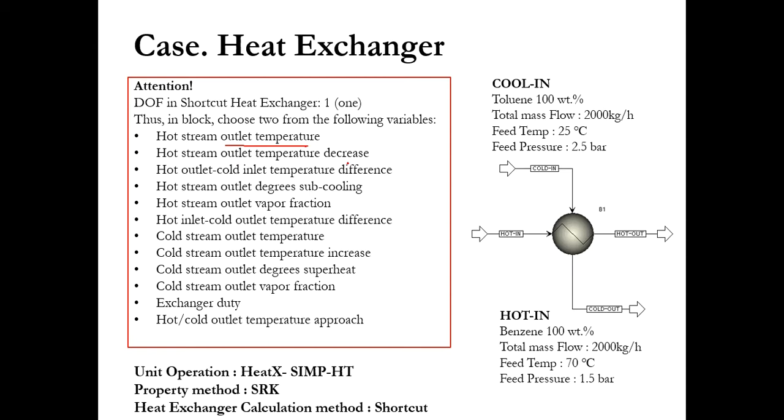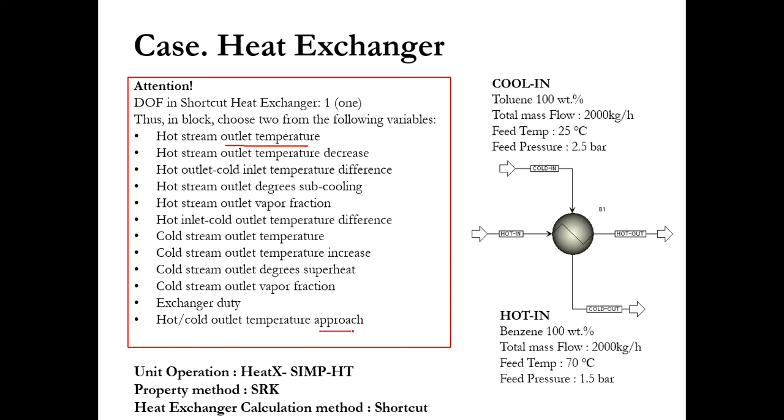Temperature decrease means, if it's entering at 100 degrees centigrade and exiting at 70 degrees centigrade, then the total decrease is 30 degrees centigrade. Similarly, you can specify the hot outlet minus cold inlet temperature difference. That is, the temperature of the hot stream at the exit of the heat exchanger minus the temperature of the cold stream entering the heat exchanger. Then degree of subcooling, hot stream outlet vapor fraction, you can also specify, and the opposite of it, hot inlet minus cold outlet. And similarly the same properties for cold stream, you can specify the exchanger duty or you can specify the temperature approach.